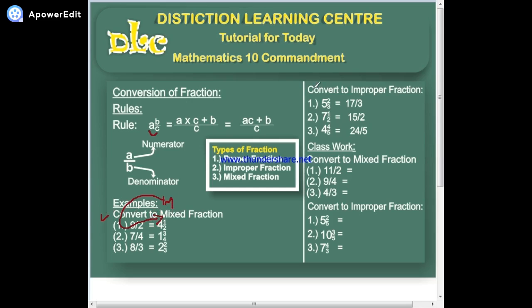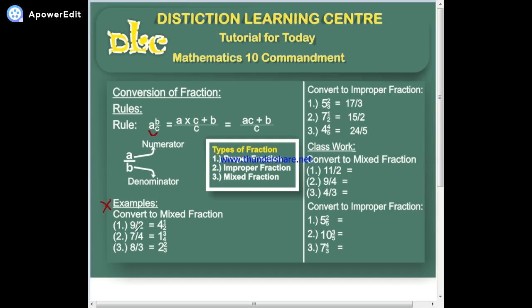And section 2 is how we can convert from mixed fraction to improper fraction. I'm going to explain all this in detail, so that whenever you see any question pertaining to that, you'll be able to answer it correctly. Now, let's start from this particular section, how we can convert from improper fraction to mixed fraction.